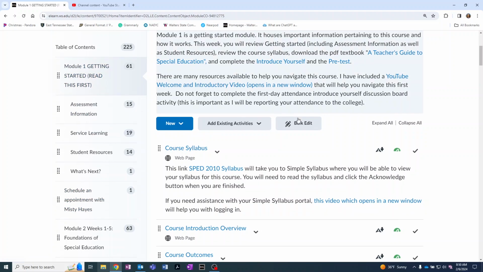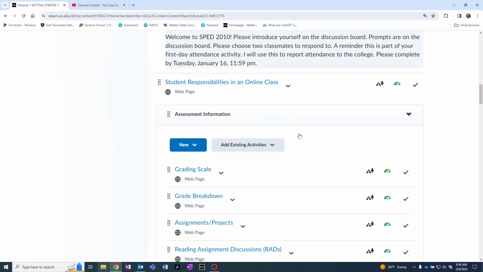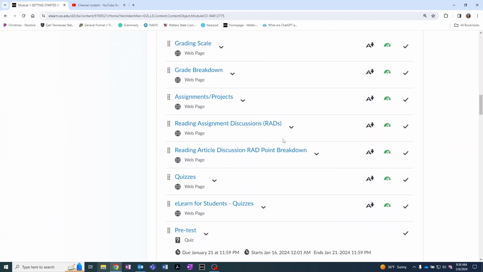So if you click on Module 1, Getting Started, you have to scroll down where it says Assessment Information. And you're going to see there are two things that say reading assignment discussion. One of them is the actual link page that gets you to the links with the articles, and the other one is how we break down the points. Okay, so first let's look at the reading assignment discussion.